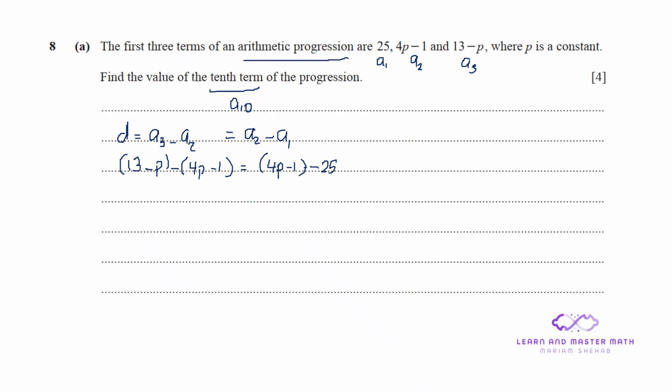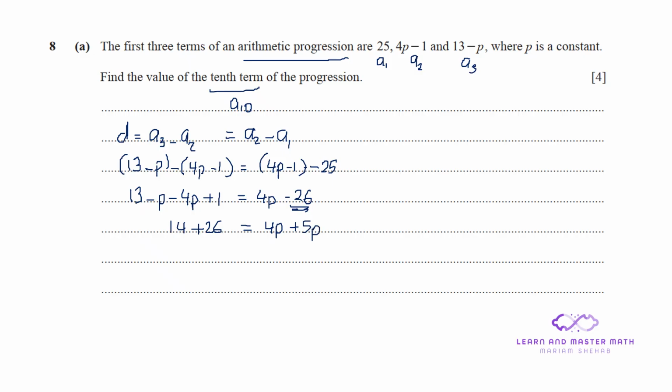Swapping this doesn't change the answer. 13 minus p, I'm gonna remove the parentheses here, so it's gonna be minus 4p plus 1 equal to 4p minus 1, and minus 25 is minus 26. Arrange your equation. I'll take p to the right and numbers to the left. 13 plus 1, which is 14, and 26 here. Just move this. And 4p, we have negative p, negative 4p, which is 5p here.